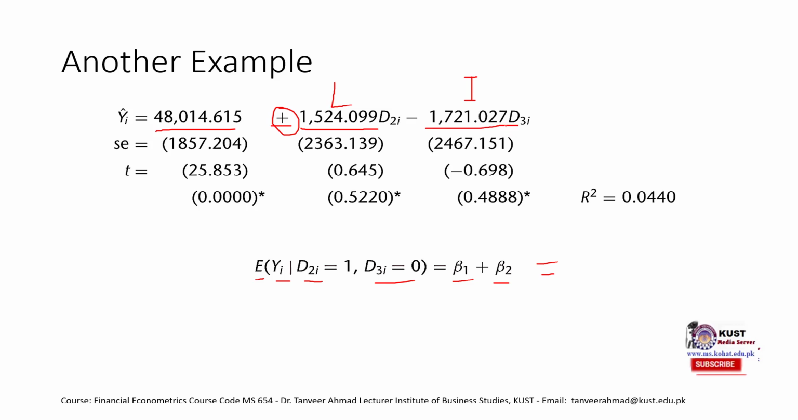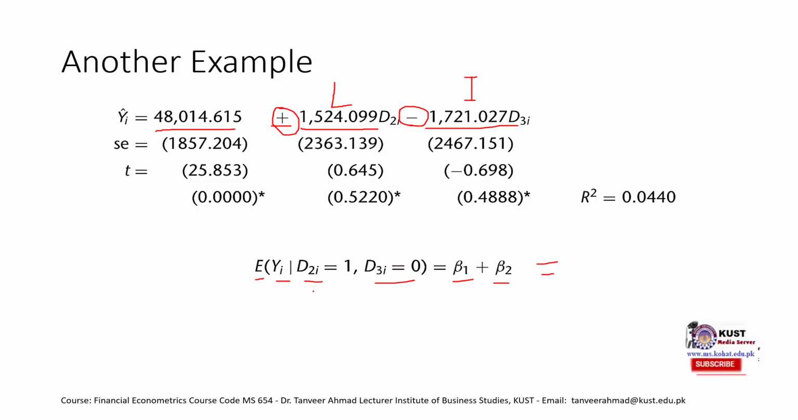This dummy 3, which was for Islamabad, we have this minus sign, and the interpretation would be that a school teacher in Islamabad earns on average 1700 rupees lesser than, due to this negative sign, lesser than the base category. So everything is with respect to the base category.